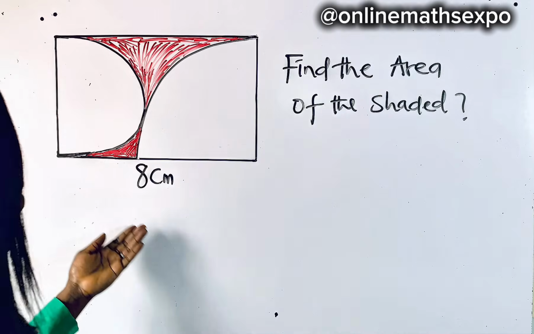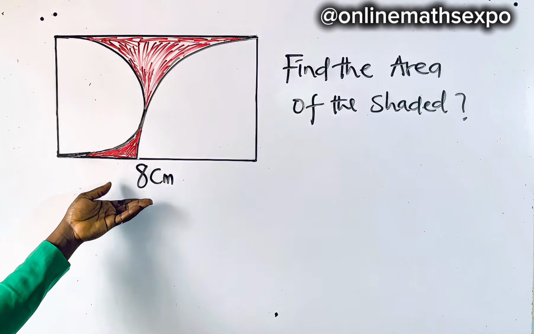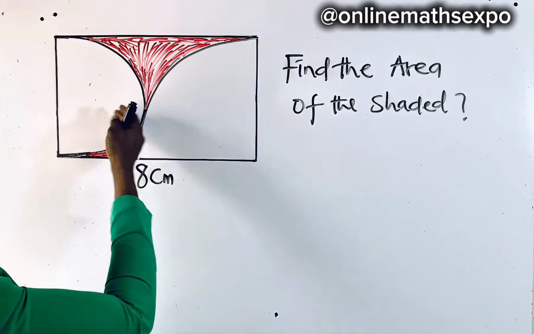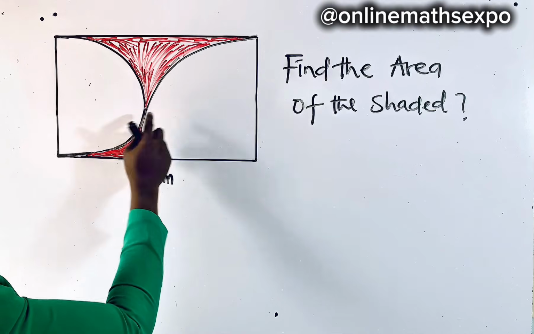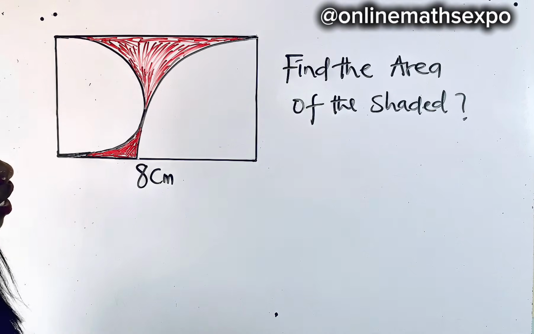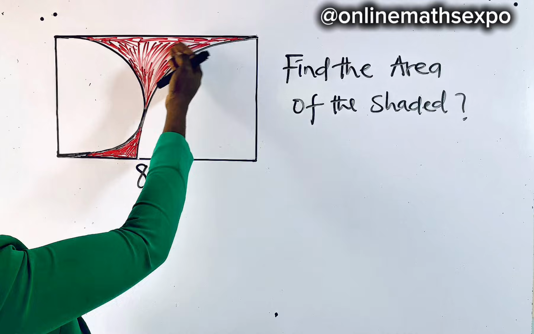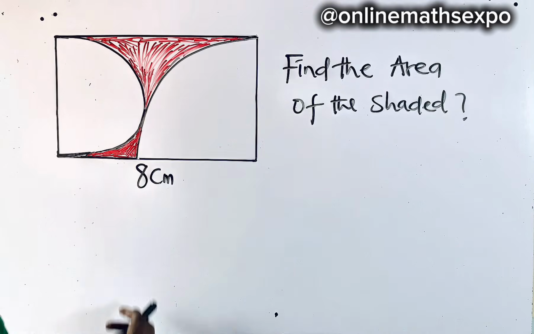We are given a rectangle that measures 8 centimeters on this length, and inscribed are a half circle and a quarter circle, such that they both touch each other at this point, and they also touch the sides of the rectangle. The question is asking us to find the area of the shaded part. So we want to know how large this shaded part is.